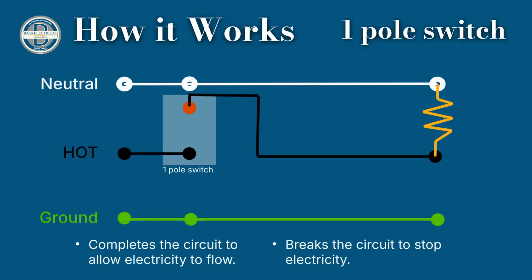The single-pole toggle switch works by opening or closing the circuit. When the switch is on, the circuit is closed and electricity flows to the light. When off, the circuit is broken, stopping the flow of electricity. The current flows on the hot live wire through the switch, through the light fixture, and returns back to the power source on the neutral cable, also known as the grounded conductor or return cable.